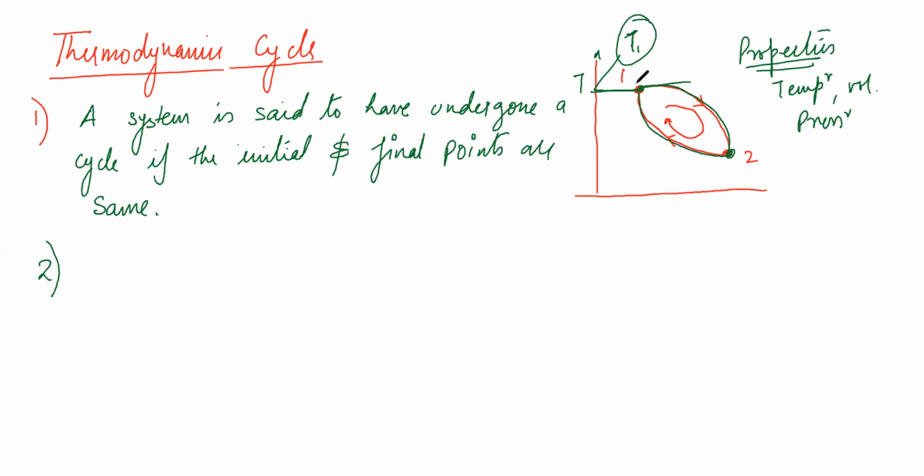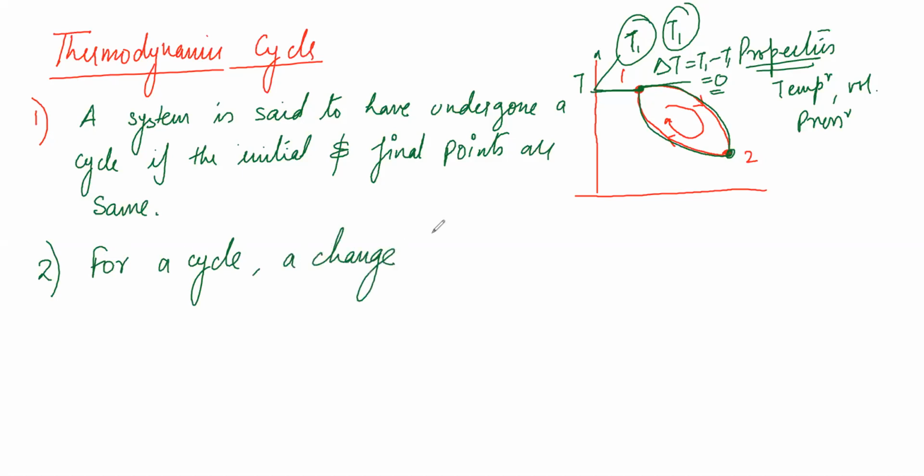when it reaches the same point again the temperature will remain T1, right? So if I ask you what is the temperature change, what will you write? T1 minus T1, it should be 0, right? So for a cycle, always remember, for a cycle a change in property is equal to 0, right?